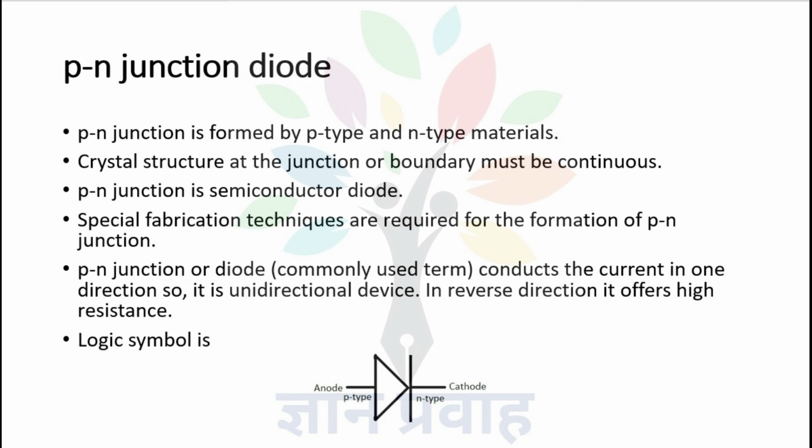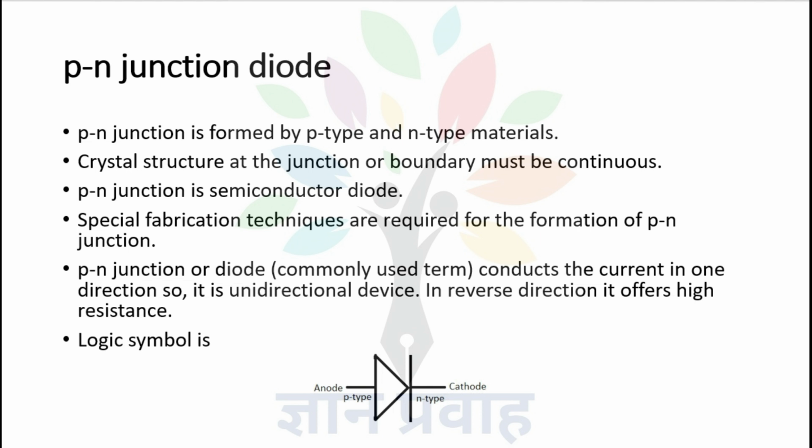PN junction diode. So in last lectures, we have discussed two types of extrinsic semiconductor materials, and these are N-type and P-type materials. Individually, N-type and P-type materials have no application in the electronics field. So PN junction diode is formed by P-type material and N-type material. And the crystal structure at the junction boundary must be continuous. So we require some special fabrication techniques for formation of PN junction diodes.